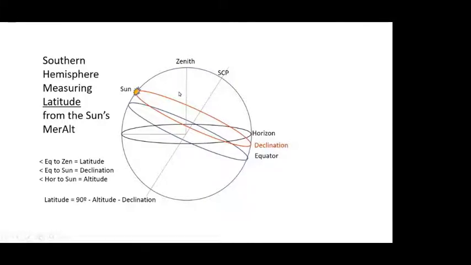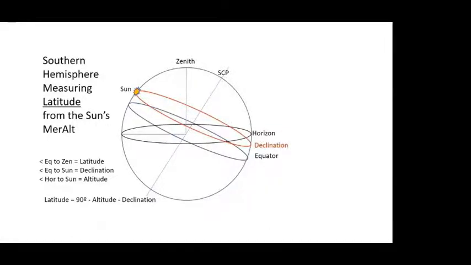By measuring the altitude of the sun, you can find out what your latitude is. Look at the following angles. From the equator to the zenith is your latitude. From the equator to the sun is the sun's declination, which changes from 23.5 degrees south to 23.5 degrees north. In this diagram, the sun is south of the equator. And the angle from the horizon to the sun is called the altitude of the sun.